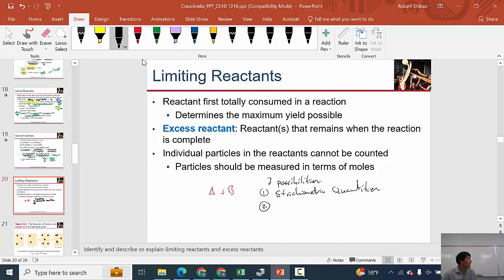Two, we have excess, let's say B. This would be like in the previous problem. If we have excess B, then A is the limiting reactant, and B is the excess reactant. Or three, the next possibility is we have excess A, and B is the limiting reactant.